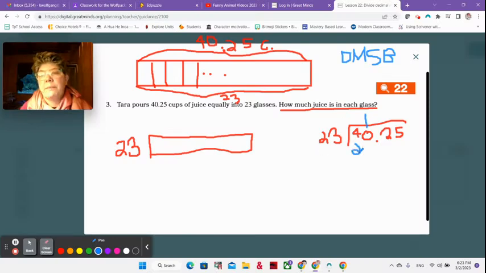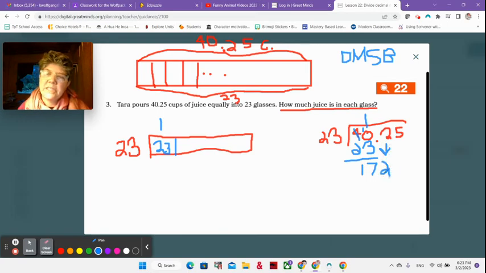1 times 23. Okay, so I'm taking out a chunk of 23 there, right? So here's one chunk of 23, and that would be 1. And 1 times 23 would be 23. So that's the chunk that I've taken out of my total that's under the house, right? And now I'm going to subtract. 40 minus 23, making sure to beware of backward subtraction. 10 minus 3 is 7. 3 minus 2 is 1. So now I have 17 left over, and I'm going to bring down my 2.